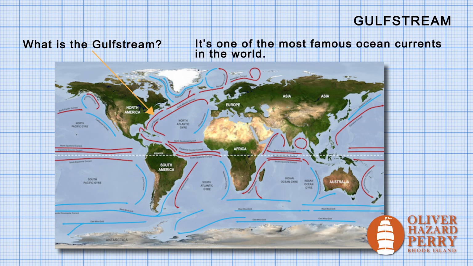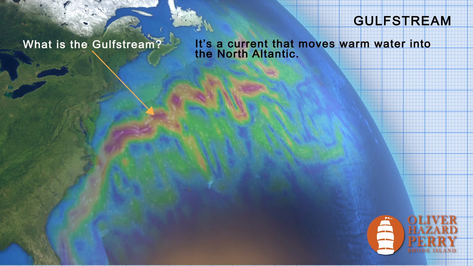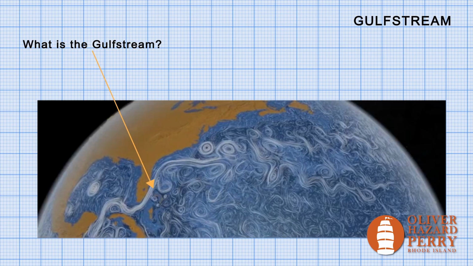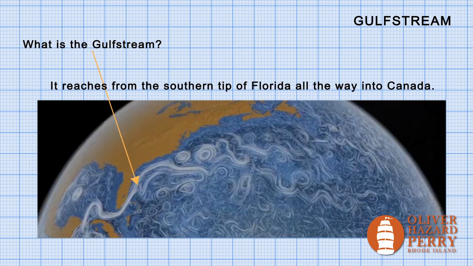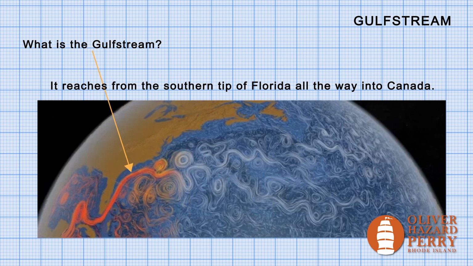The Gulf Stream is one of the most famous ocean currents in the world. It's a strong ocean current that brings warm water from the Gulf of Mexico into the North Atlantic Ocean. It extends all the way up the eastern coast of the United States and Canada.